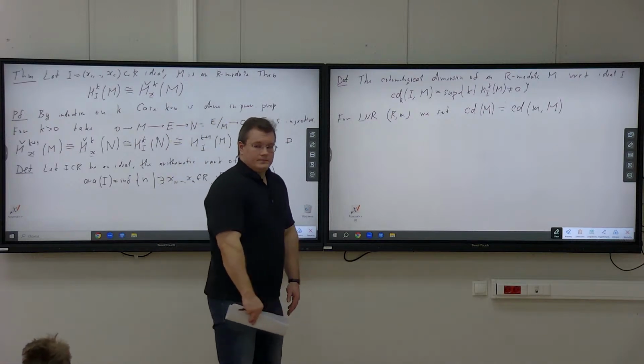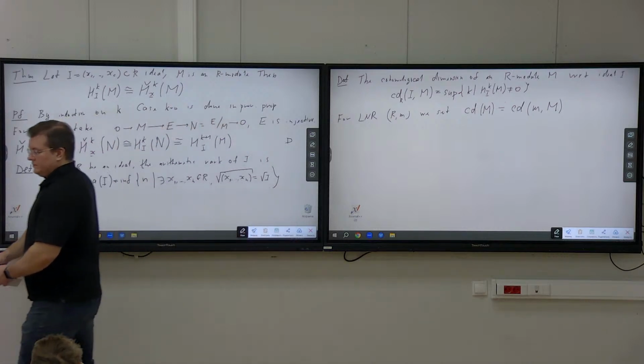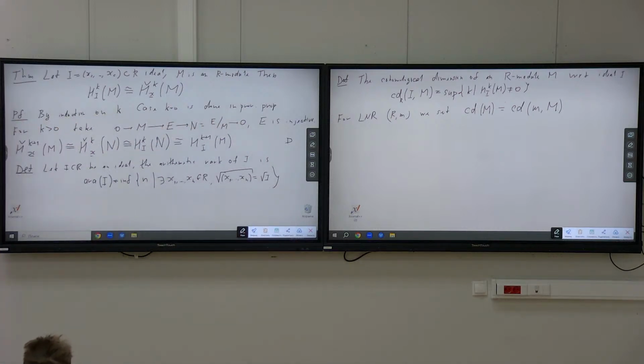A question about the theorem: did you prove that for injective modules the local homology is 0? Sure. We don't really need to prove this. This is the general property of a right derived functor.